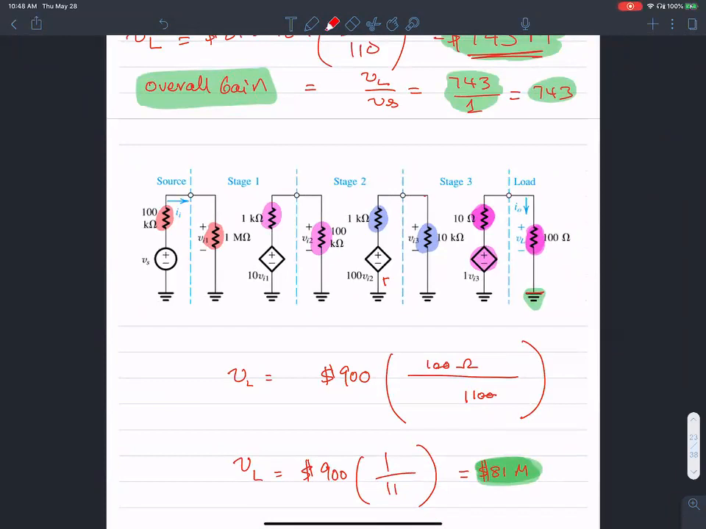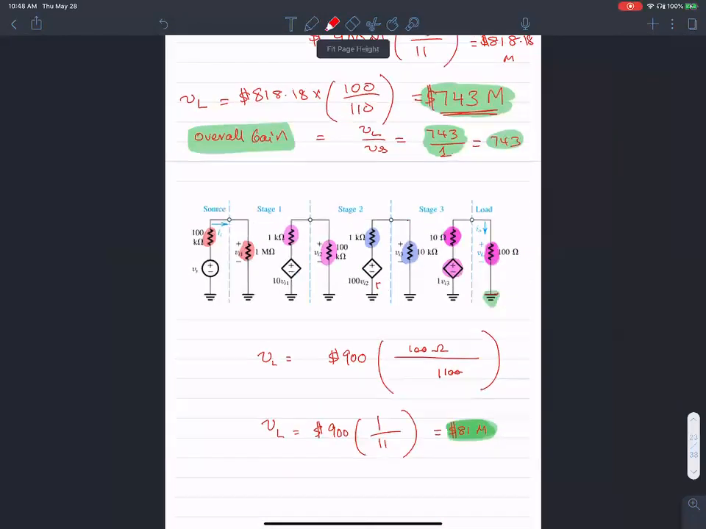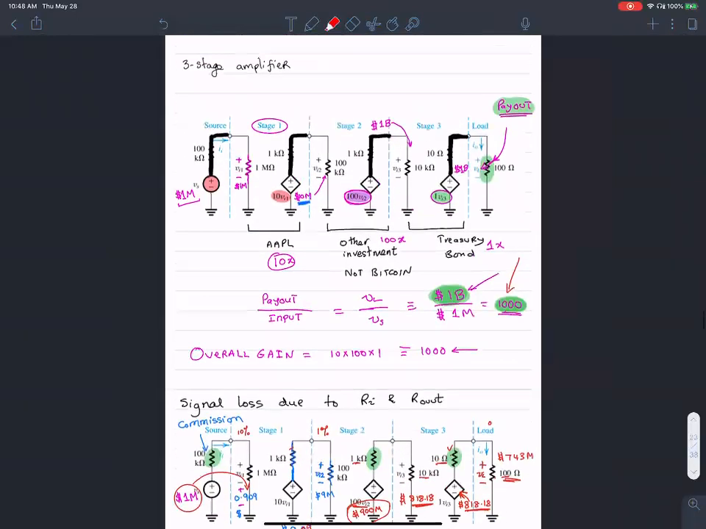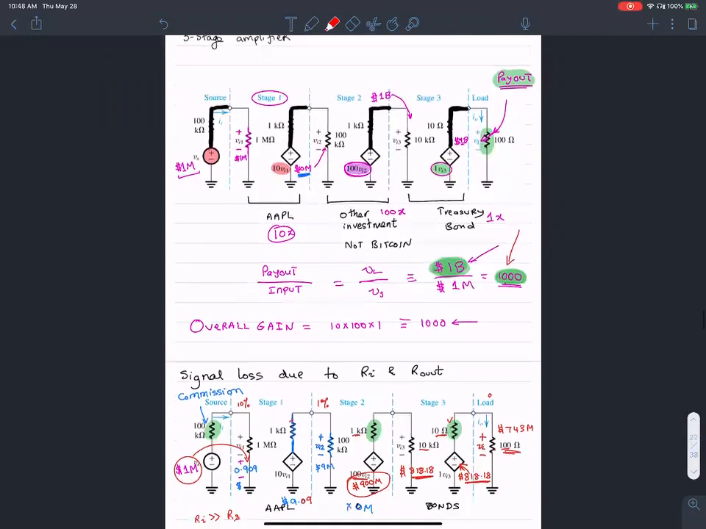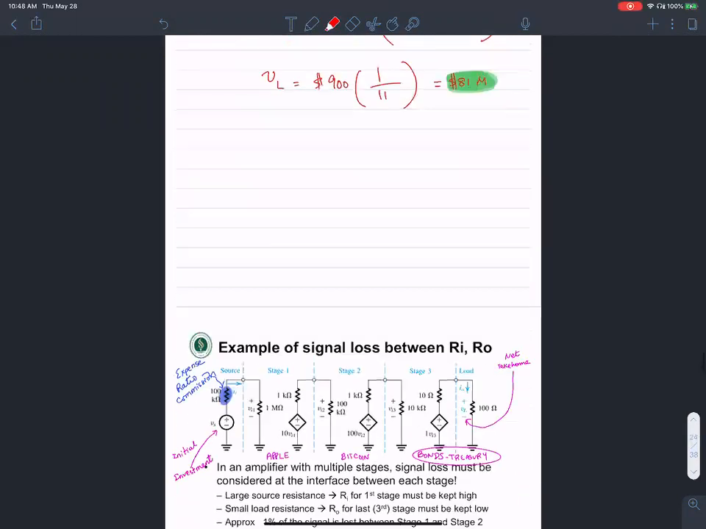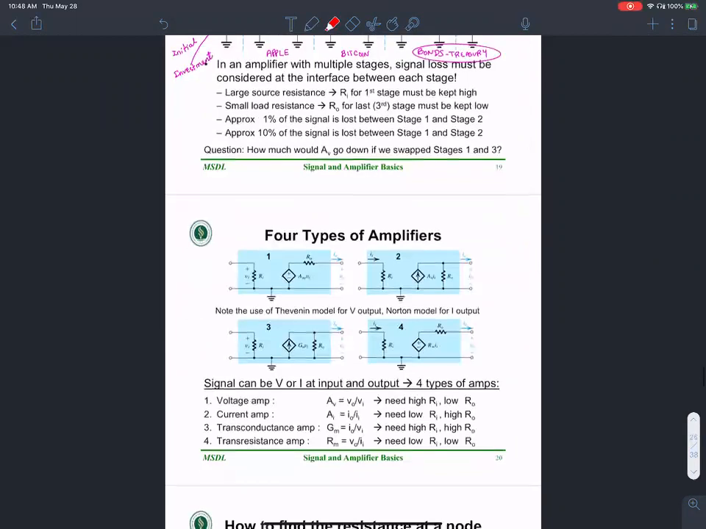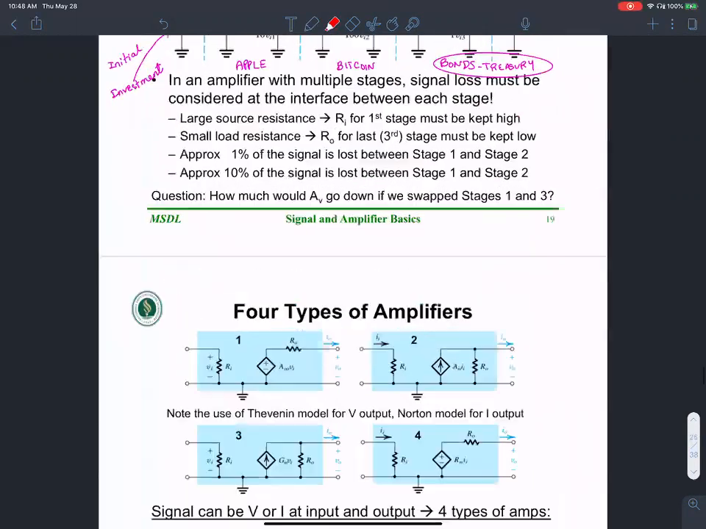Okay. Yeah, that makes sense. Let's move further from here. So that's the idea of signal losses due to RI and R0. And that's the problem associated with different stages. Okay, and that's explained here.